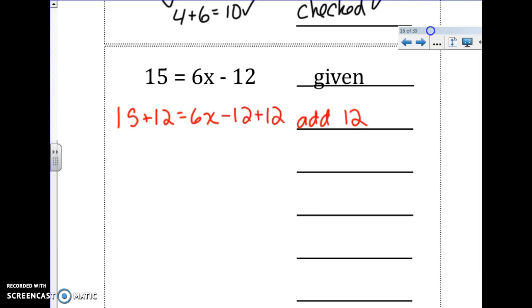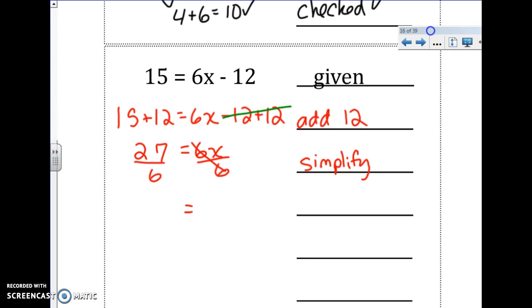All right. When I add 12 to both sides, on this side we canceled out so that I only have a 6x. And on the other side, if I combine like terms, I get 27. And now I need to get rid of the 6. So this is 6 times x. The opposite of multiplying is division. So I'm going to divide both sides by 6.